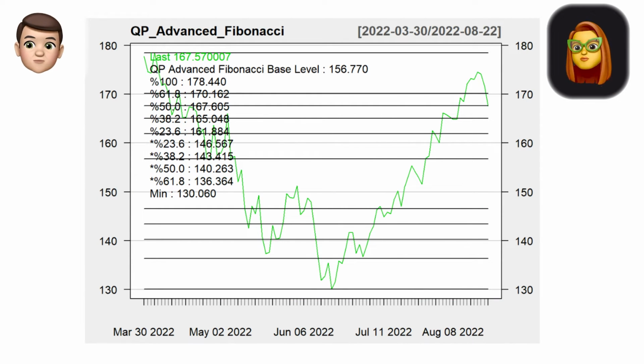In order to minimize the risk, it is beneficial to consider the Quants Pro Advanced Fibonacci Retracement Scale together with other technical analysis methods. Lisa, yes, David.